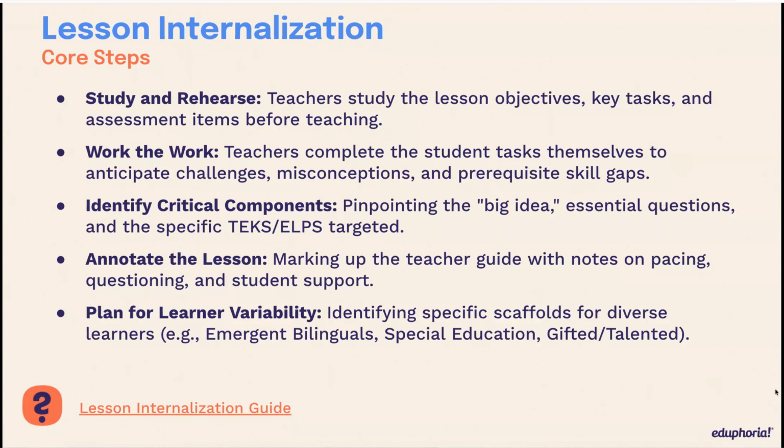And then finally, plan for learner variability. What scaffolds are you going to use for diverse learners? I know in my lesson plans, I always had a place at the bottom where I wrote modifications, and they were usually listed out by individual students. But in lesson internalization, the goal is to look for learner variability in each of the other steps. So as you're going through working the work, think about those kids that might need a scaffold there. So in each element, look at ways that you could annotate for that as well.